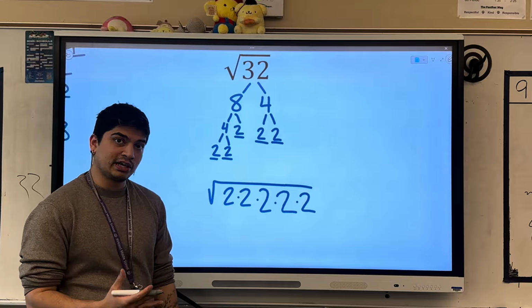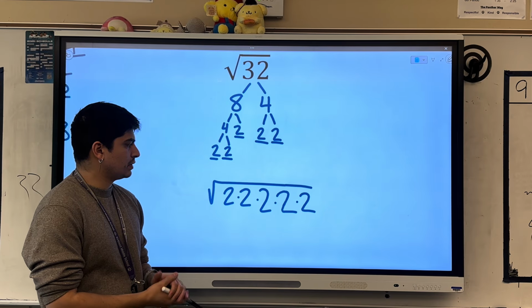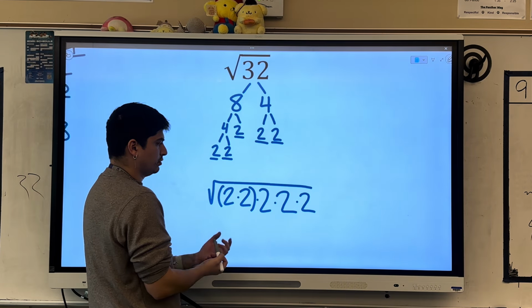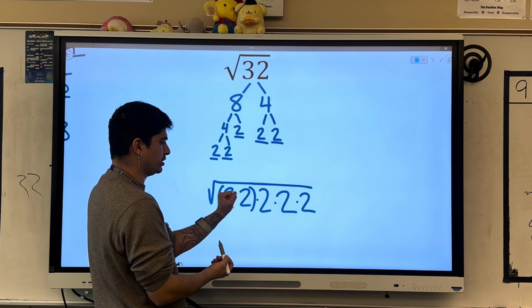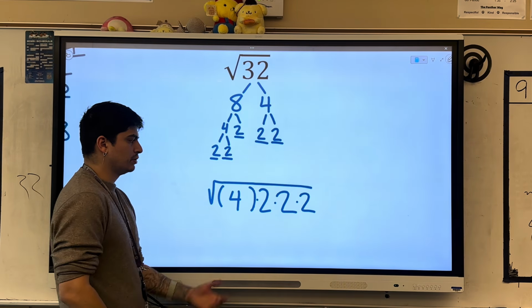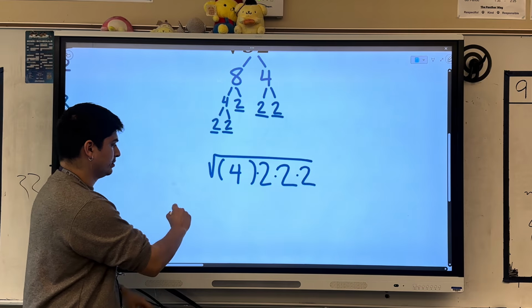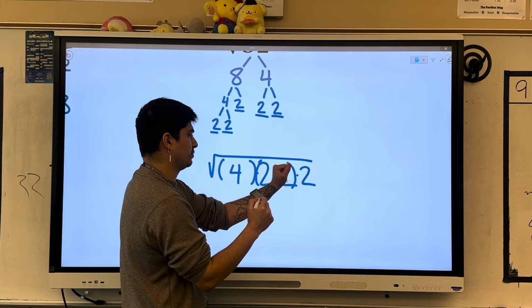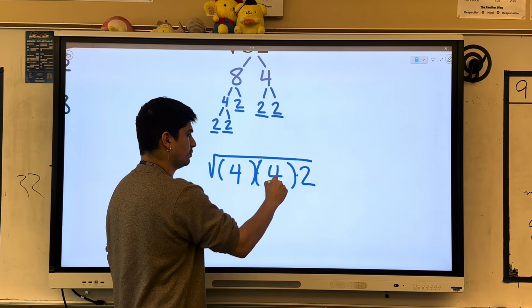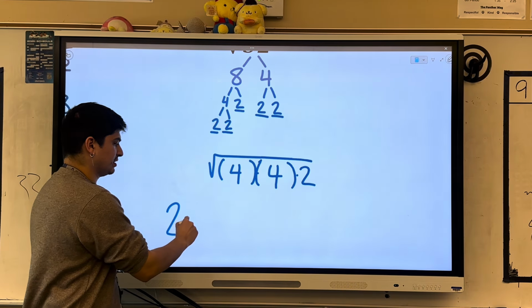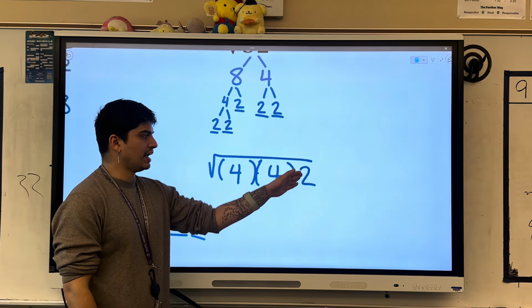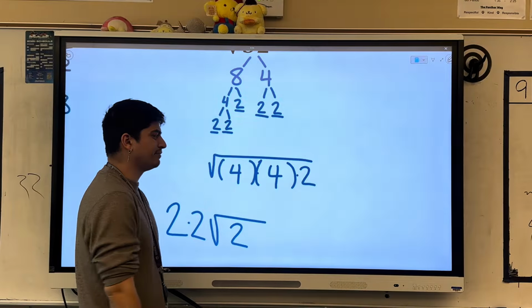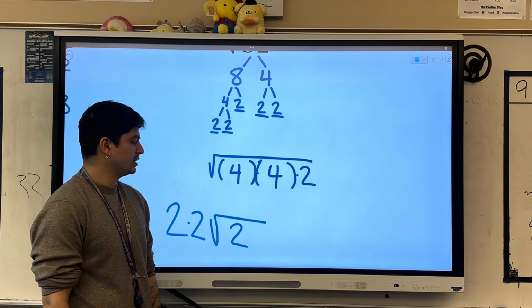Now, here's where the trick comes. Can't do the square root of 2, but what I can do is the square root of 2 times 2, which is 4. Square root of 4 is 2. And then I have another pair right here. 2 times 2 would be 4. Square root of 4 is 2. But then I have one left over still inside this house. So this has to stay, unfortunately, in the house because it doesn't have a buddy.